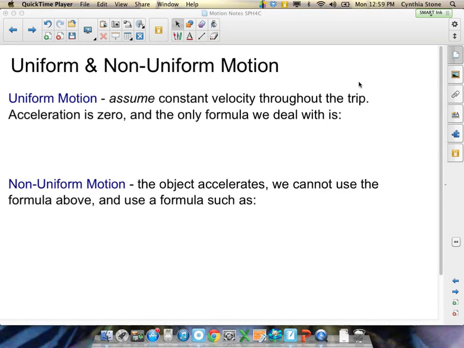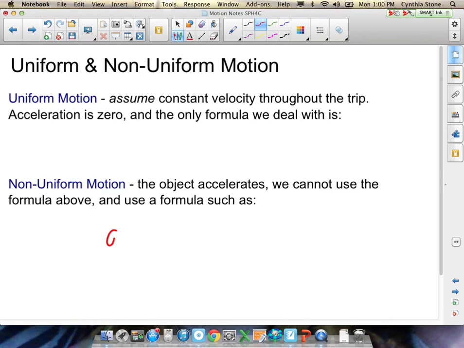4C, on motion, is distinguishing between uniform and non-uniform motion and doing some simple calculations. First of all, uniform motion just means constant velocity or assumed constant velocity. Non-uniform motion means there's going to be some sort of acceleration formula. There's a few formulas we use, and I will do details with them another day, but I showed you this one earlier. This is the big one.